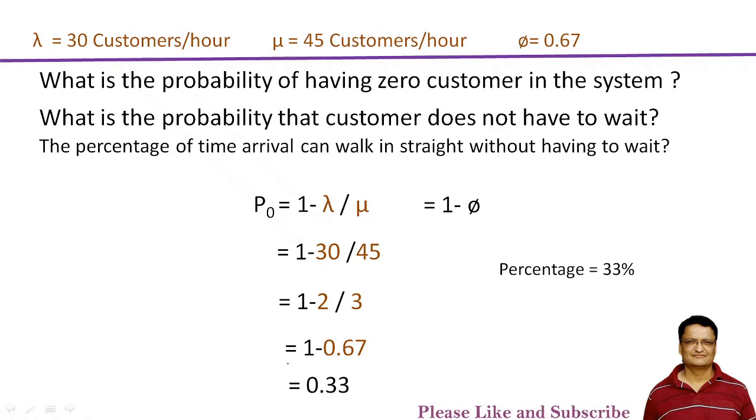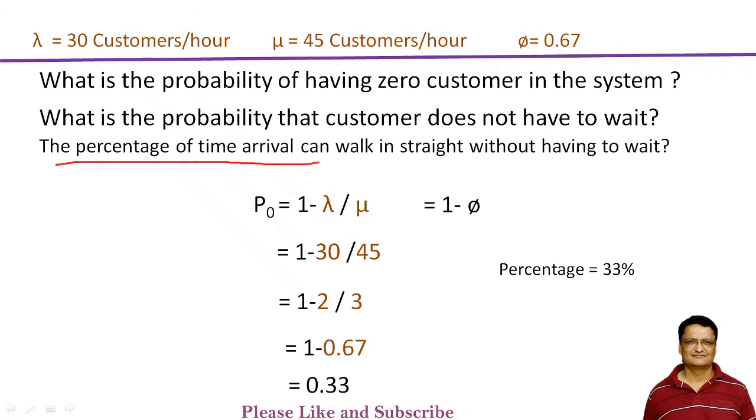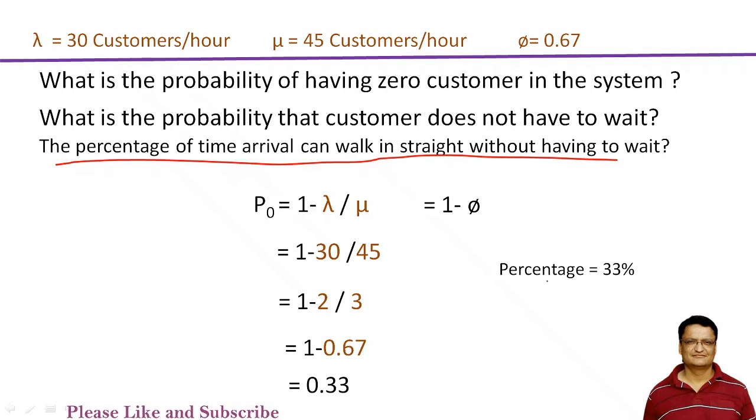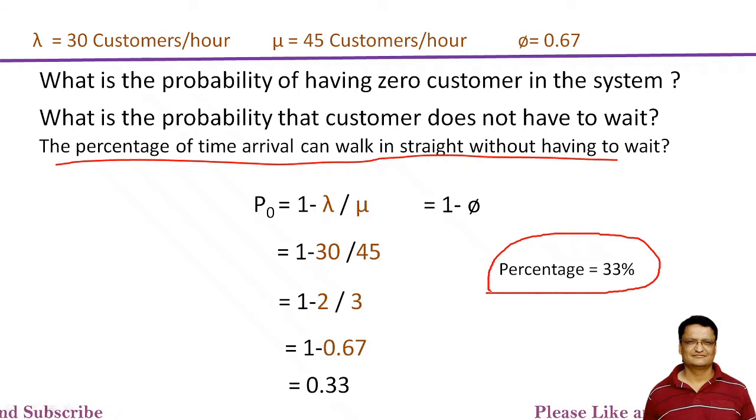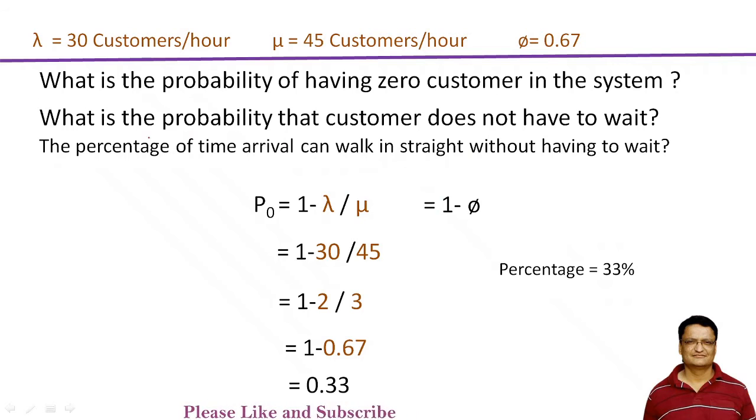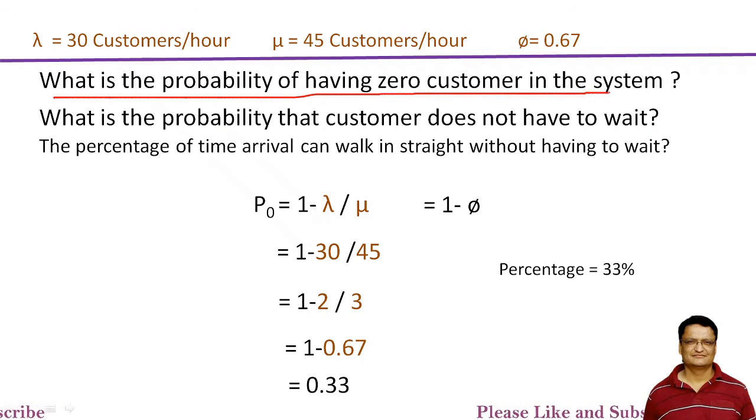So what is the meaning of this 33? That is the percentage of time an arrival can walk in straight without having to wait. So there is a 33% possibility that a customer will not have to wait, but straight away if he goes to the counter he will get the service. It is the same value as the probability that a customer doesn't have to wait, and it is the same value that there will not be any customer in the system.